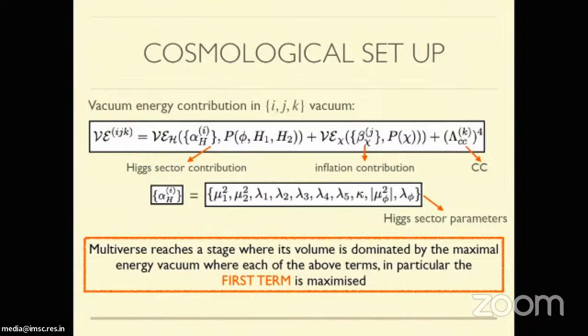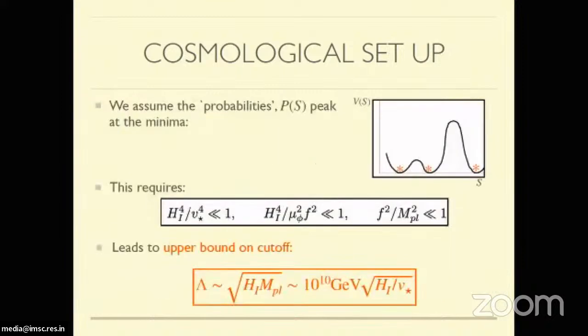So you could have asked me, why are you just looking at the Higgs contribution? You have a CC, you have other things that can contribute to the vacuum energy. But it turns out all of these must be independently maximized, including the Higgs contribution. So that tells us that it makes sense to maximize this individually.